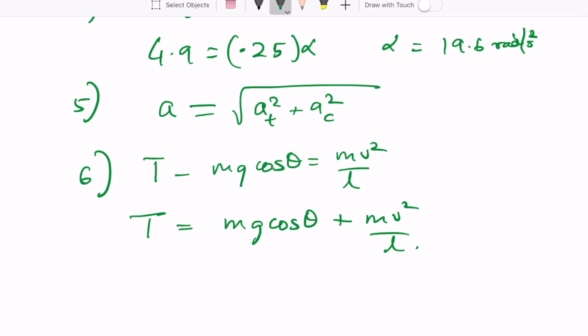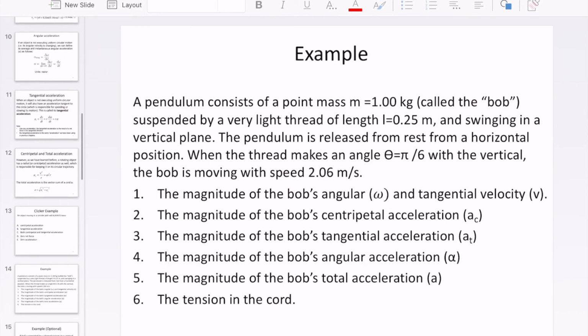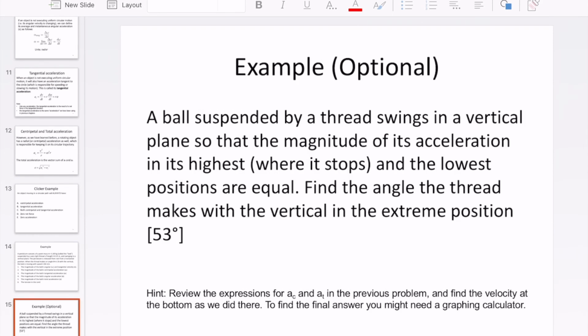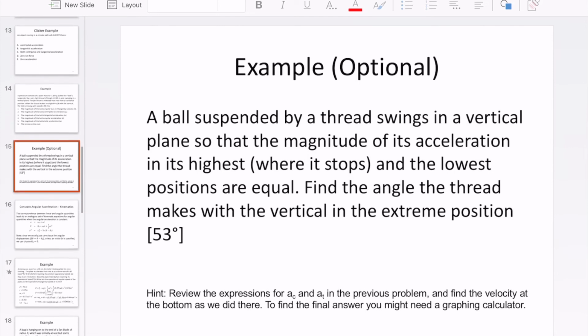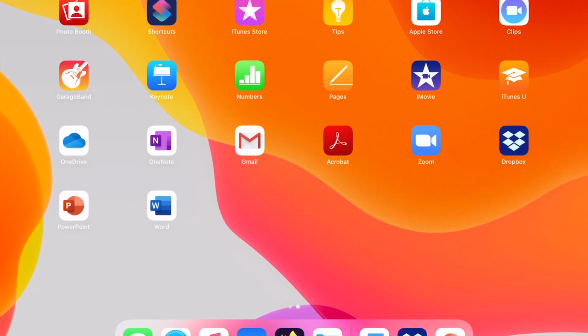So hopefully this problem clarifies all the different quantities that we have discussed so far. Please make sure that you fully understand this question. There is another problem which, if you understand this question, you should be able to do quite easily. But it's kind of on the harder side. So if you want, you can skip this particular problem, or you can give it a try. Okay, the next thing that we're going to talk about is kinematics for angular motion. Let's talk about that.